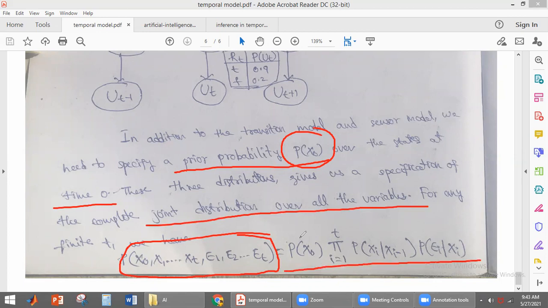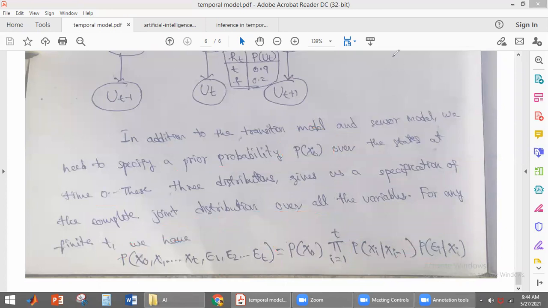What is the equation? P of X0, times the product from i is equal to 1 to t of the transition model and the observation or sensor model. So this equation gives you the complete joint distribution over all the variables. Okay, so this is about the stationary process and Markov assumption.